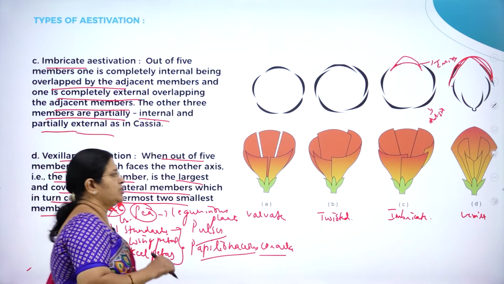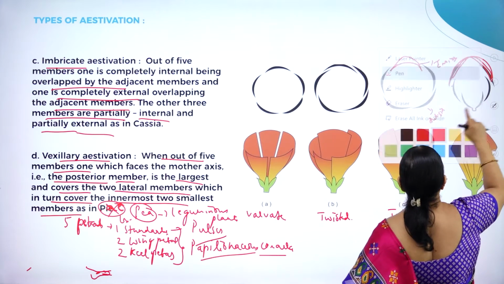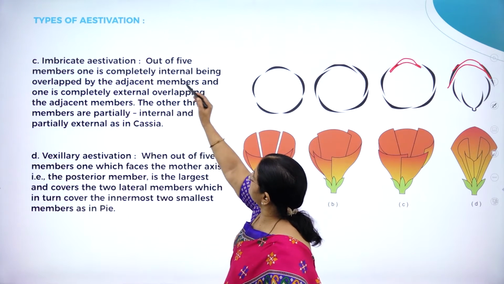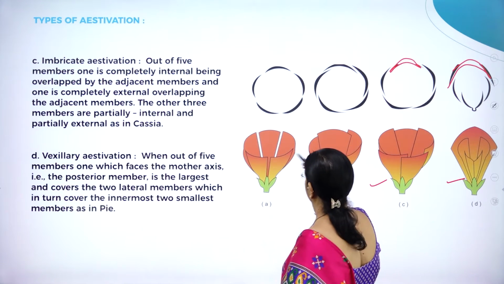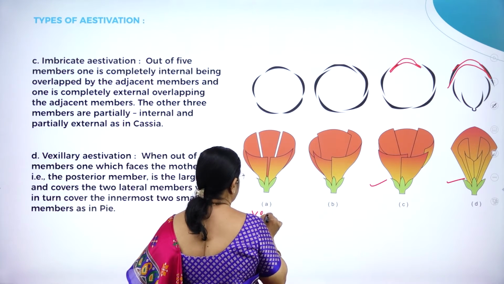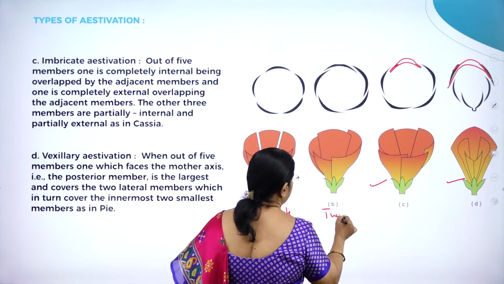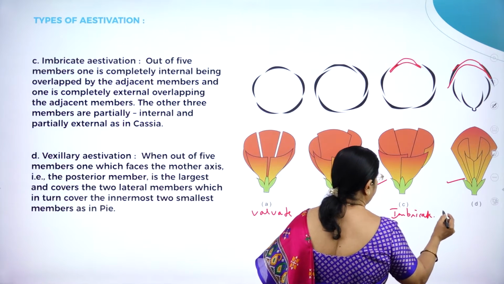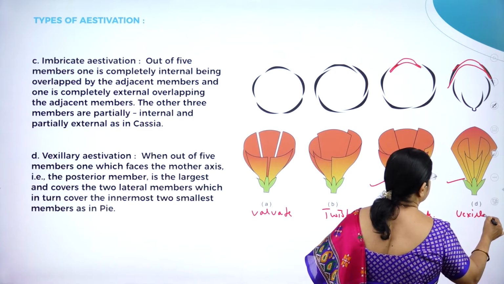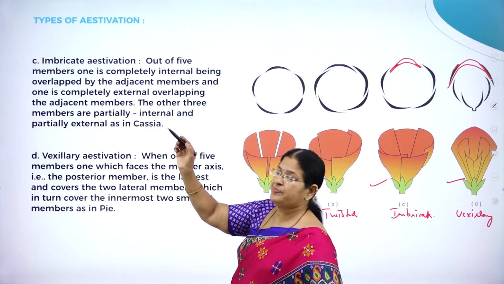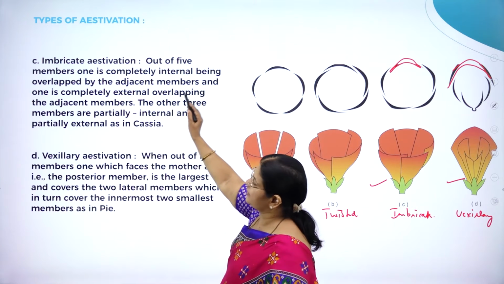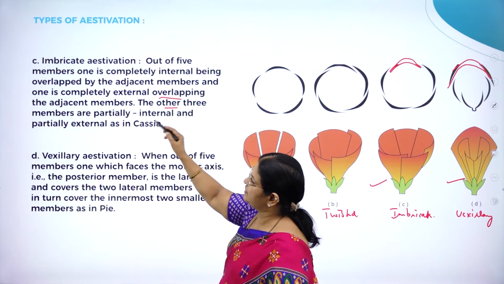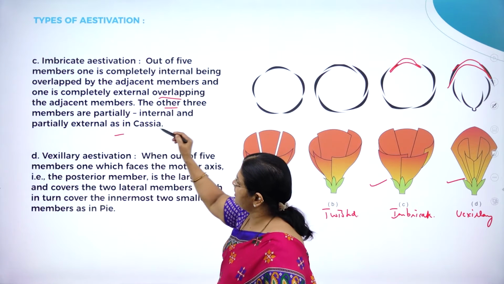Hope you have understood what is imbricate and twisted estivation. What is imbricate estivation? Out of 5 members, one is completely internal, being overlapped by the adjacent members, and one is completely external. This is valvate, twisted, imbricate, and this is vexillary. The other 3 members are partially internal and partially external, as in cassia.